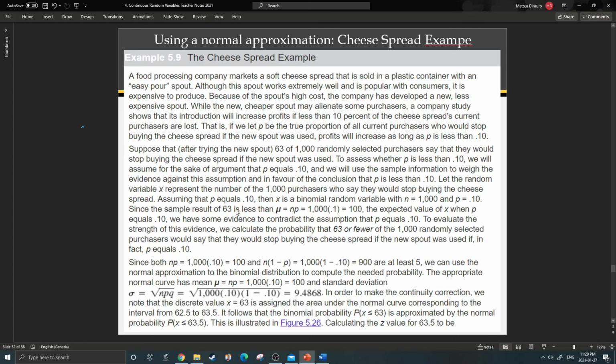Since the sample result 63 is less than mu equals n times p, so what are we doing here? 1,000 times 0.1. We're checking to see if this is bigger than 5, to see if we can do the normal approximation, right? So it's equal to 100, so it is greater than or equal to 5. So the expected value of x when p equals 0.1, we have some evidence to contradict the assumption that p equals 0.1. To evaluate the strength of this evidence, we calculate the probability that 63 or fewer of the 1,000 randomly selected purchasers would say that they would stop buying the cheese spread if the new spout was used if, in fact, p equals 0.1.